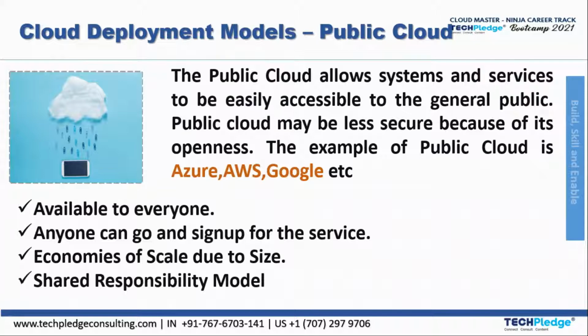Yes, as I said, in a private cloud, confidentiality matters. But if the information is less sensitive, or we don't have information to be more concerned about, then we can hand it over to the public cloud. It may be less secure because of the openness. Yes, that's true. And examples of public cloud are Google, AWS, Azure, etc. So what characteristics does it have? It is available to everyone. There is minimal investment.